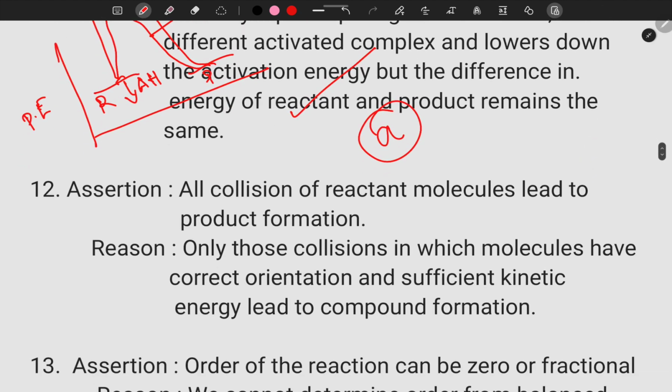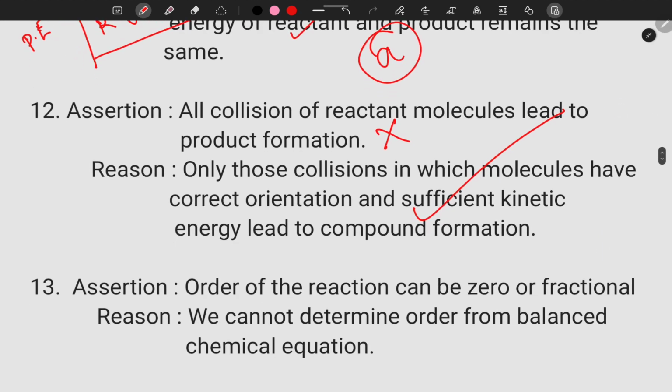And 12th question, all collisions of reactant molecule lead to product formation. That is wrong statement. For proper collision, the molecule should have proper orientation and sufficient kinetic energy. That's the threshold energy. Then that statement is wrong statement. Only those collision in which molecules have correct orientation and sufficient kinetic energy lead to the compound formation. That statement is correct. So assertion wrong and reason correct. So our option is D.